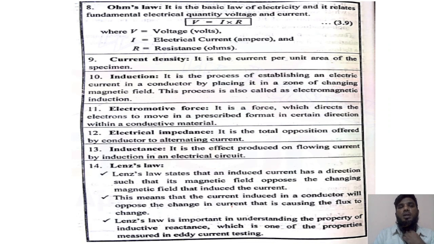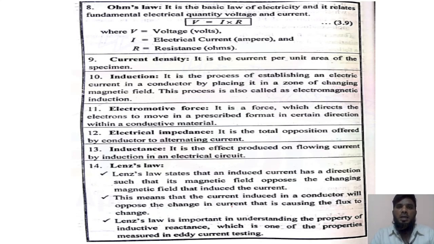Ohm's law, everyone knows that the current is directly proportional to resistance. Sorry, voltage is directly proportional to current, where R is the resistance of the material. So according to Ohm's law, V is equal to IR. Next, current density. Current density is nothing but the amount of current passing through a specimen per particular area.